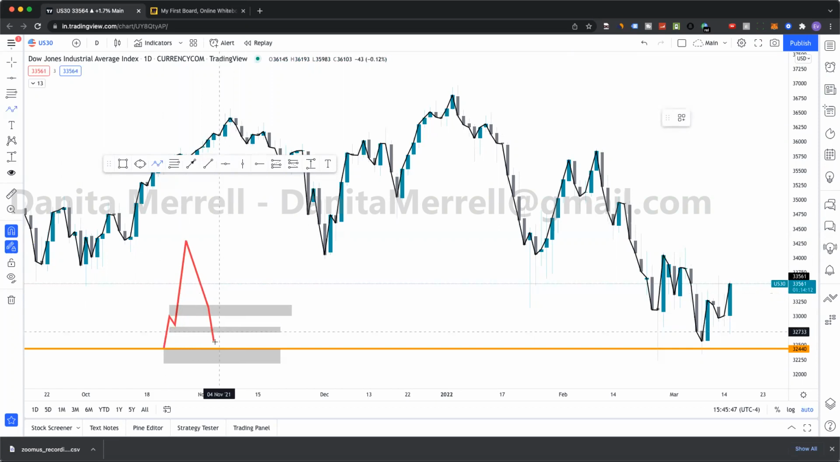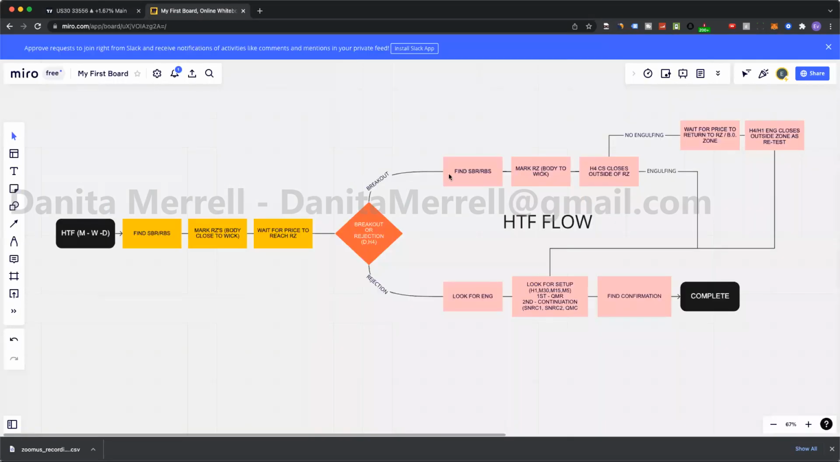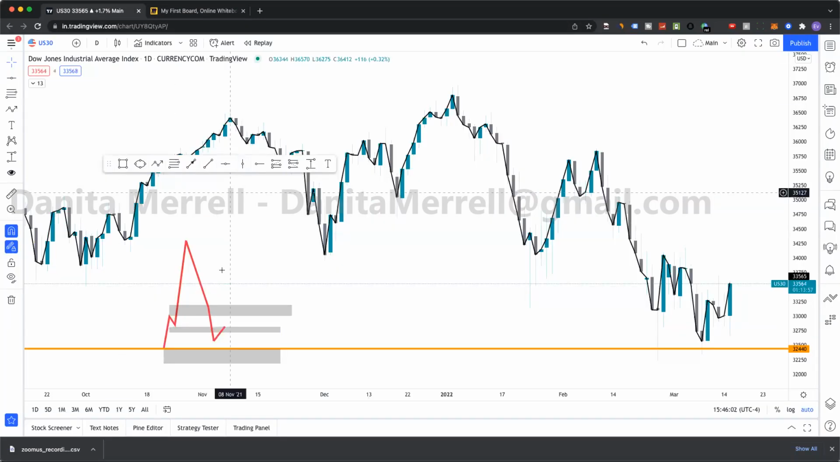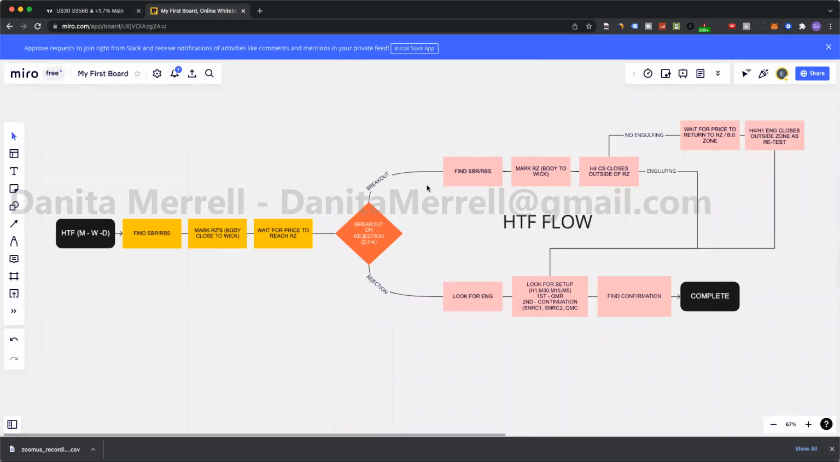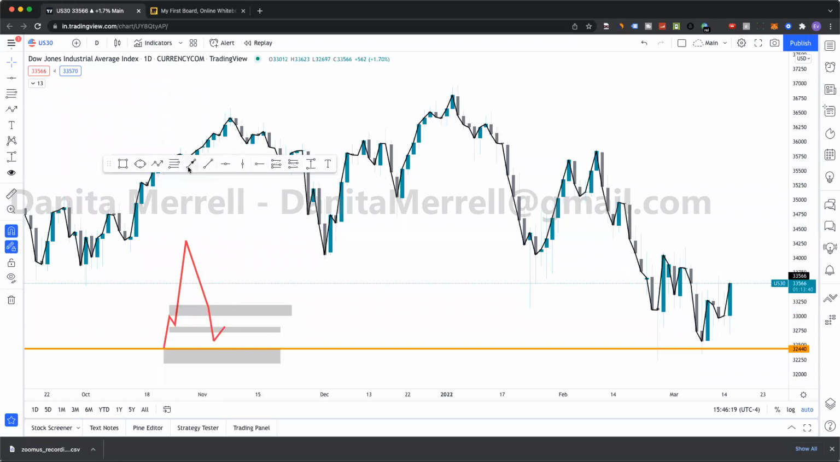So we would look at that zone right here, like this. At this point, what we need to do is mark the rejection zone, body to wick. So this is our original rejection zone. We still have that marked. And what we've got to do next is look for H4 candlestick closes outside of the rejection zone. So if this is our rejection zone, what we need is another engulfing pattern like this, closing outside of the zone.